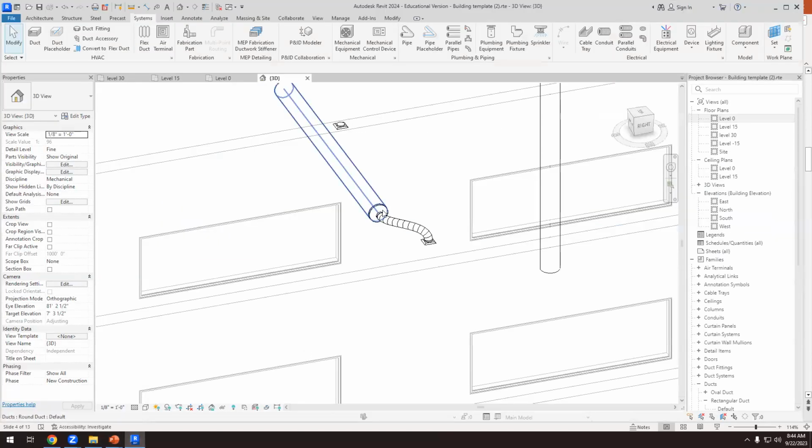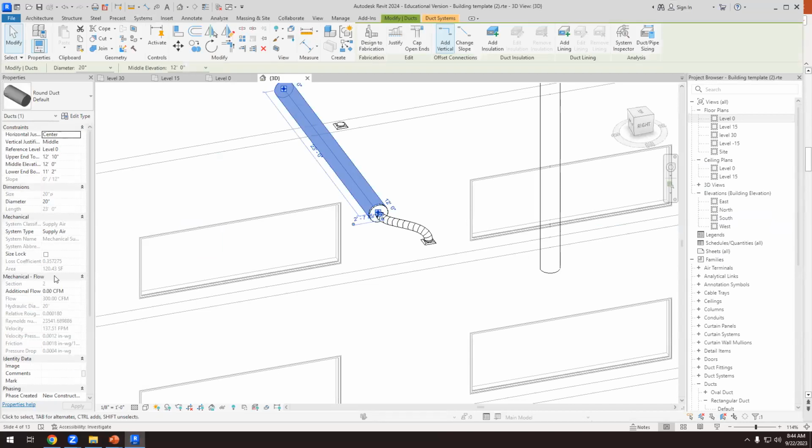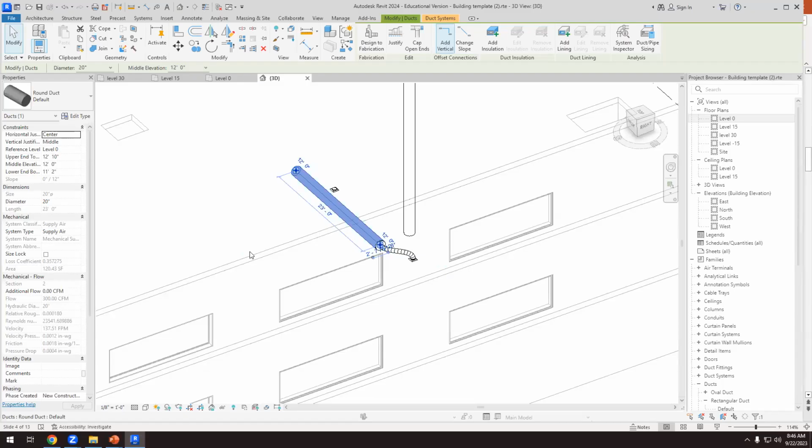So let's click on this duct, and we have a lot of information here. You see that we have the airflow. The airflow is 300 because it's connected to the diffuser, so that's correct. And then we have the velocity. The velocity is 130. And when I put my duct, if I check the velocity, it's 137.